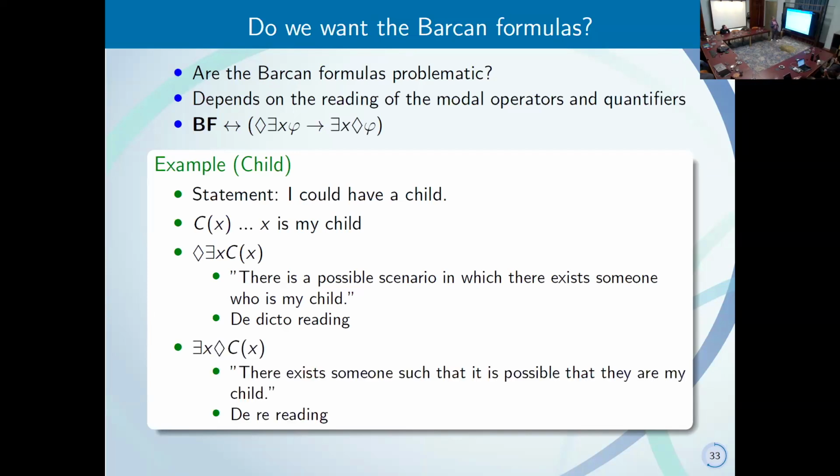And now think about the opposite. If I write this, there exists someone who has the property of possibly being my child. This is something completely different. Well, I hope this is not the case. There exists someone such that it's possible that they are my child, right? So we have to be very careful. This is the de re reading of this statement, which is of course right. But the Barcan formula will tell us they are the same.